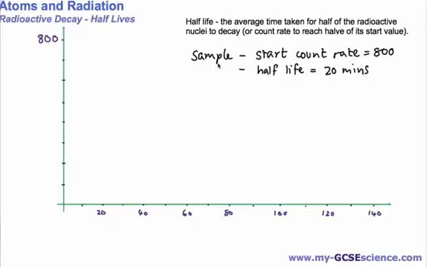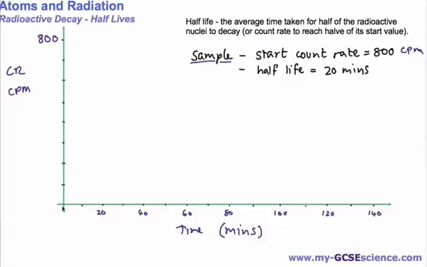Now let's have a look at this in a slightly different way to the graph we did previously. Now I've got a sample of a radioactive material, and the start count rate as measured on our Geiger counter is 800 counts per minute. I've not been very good and not labeled the axes, so that's time in minutes, and this is the count rate, in counts per minute. So we start off with a count rate of 800 counts per minute, and the half-life is 20 minutes.